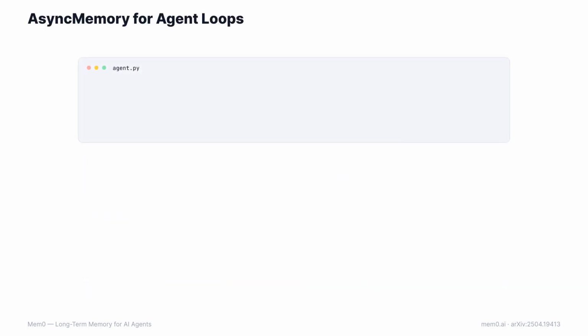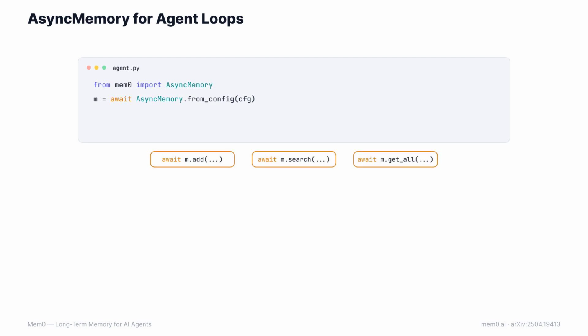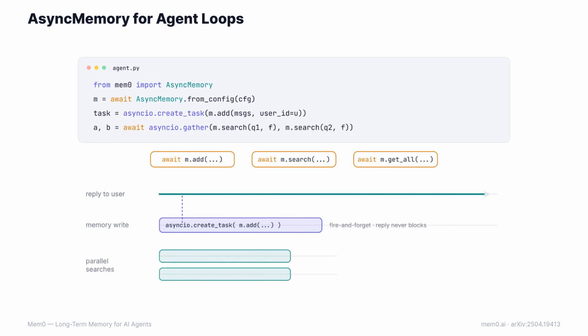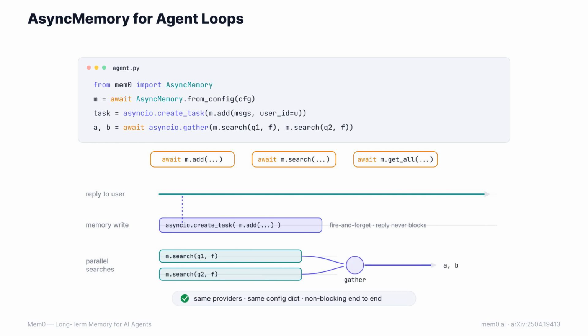Agents are asynchronous, and Mem0 ships a native async client. Import AsyncMemory, and every method, add, search, get all becomes awaitable. That lets a chat handler kick off memory writes with asyncio.create_task without blocking the reply, and fan out several searches concurrently with asyncio.gather. Same providers, same config dictionary, just non-blocking end-to-end.